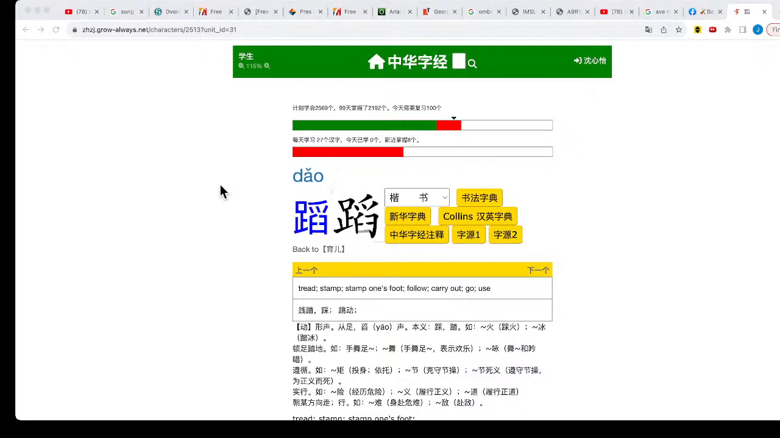Okay, let's start today's lesson. So today we're gonna finish this child reading unit. Okay, so today's first character is Dao.